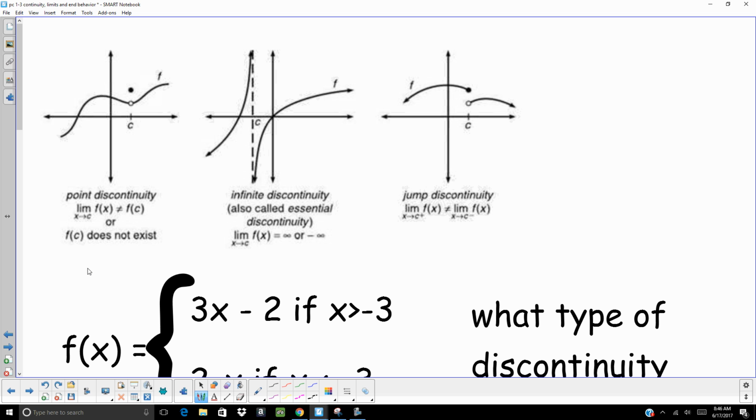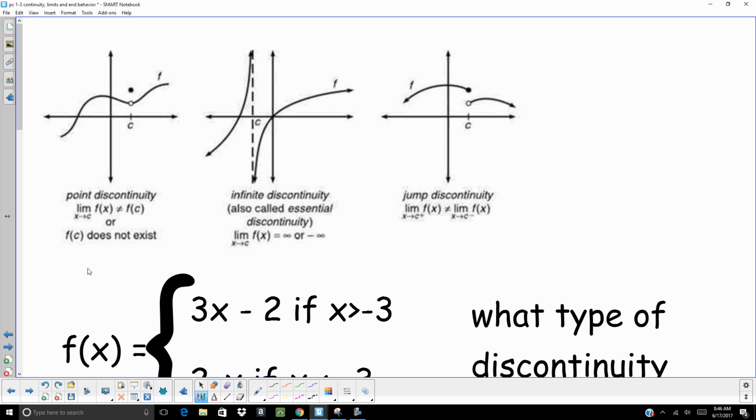All right, there are a couple different types of discontinuities that I'm going to talk about. The first one is the point discontinuity. There's a point outside that graph. That's still a function. It would pass the vertical line test, but there's just a point.